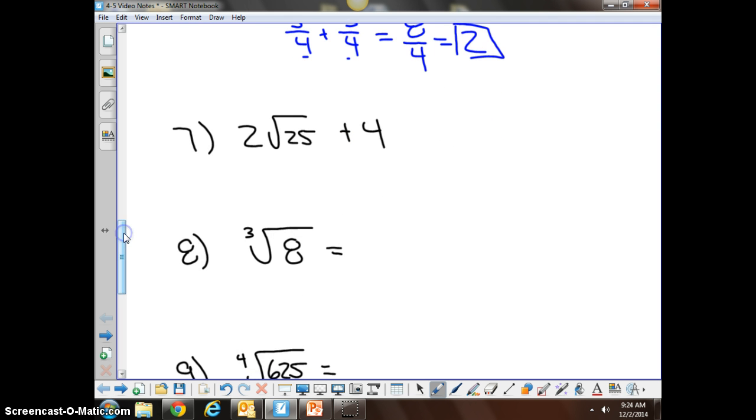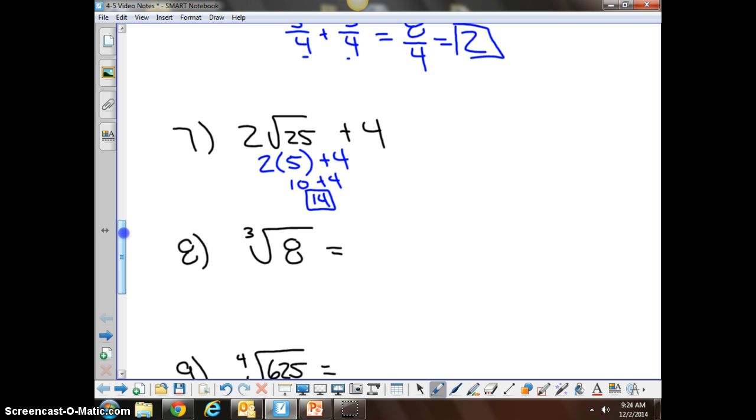Number 7, another similar example to what we've been doing. We have the square root of 25 within a square root, therefore we're going to consider it a parentheses. We've got 2 times 5, because I do that first, plus 4. 2 times 5 is 10 plus 4. Order of operations, do multiplication before addition. 10 plus 4 is 14. Your final answer is 14.